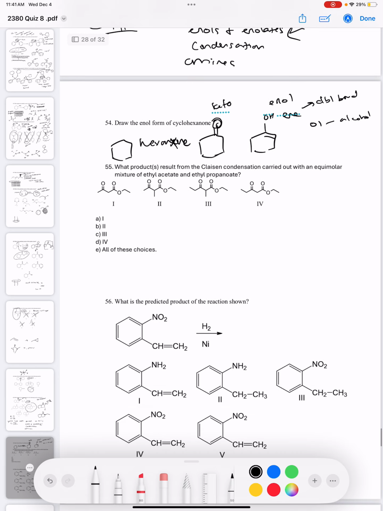Next question. What product would result from the Claisen condensation carried out with an equal molar mixture of these two things? Well, first of all, let's remember that a Claisen condensation always makes a beta ketoester. And let's see, ethyl acetate and ethyl propanoate.